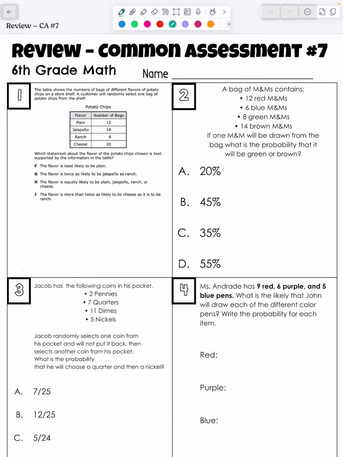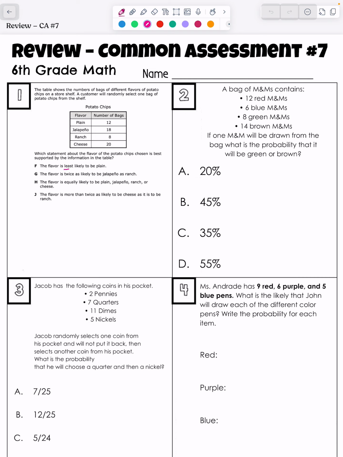Alright, so this is the review for our probability unit that we will be having a test over tomorrow. Alright, so let's go ahead and go over number 1. The table shows the number of bags of different flavors of potato chips on a store shelf. A customer will randomly select one bag of the potato chips from the shelf. Which statement about the flavor of potato chips chosen is best supported by the information on the table?